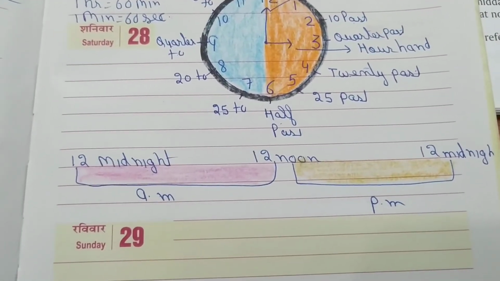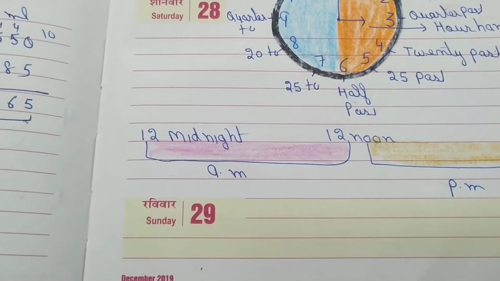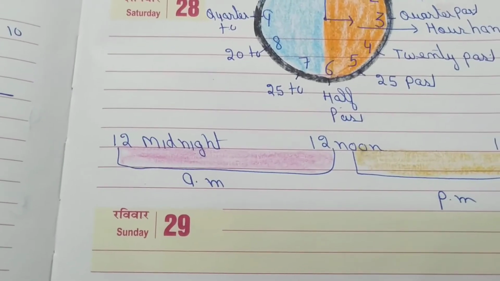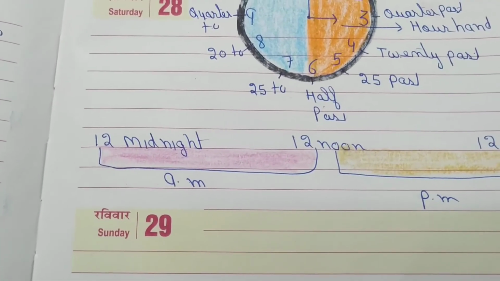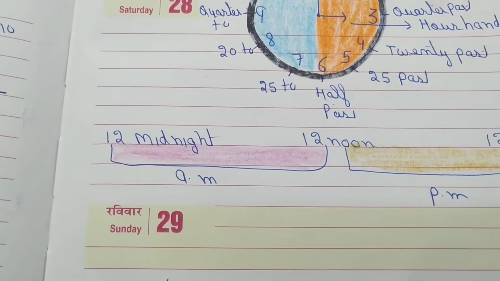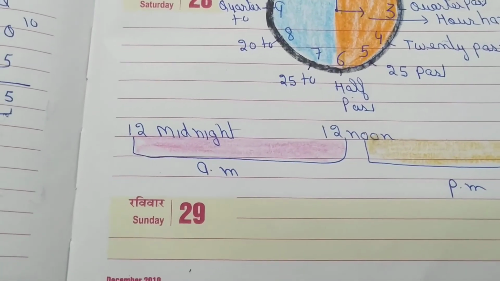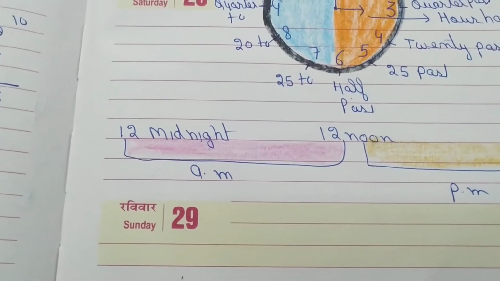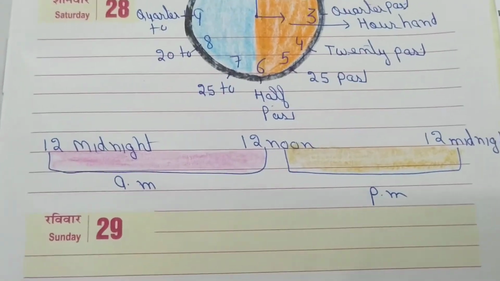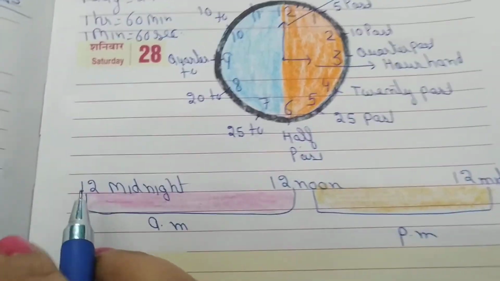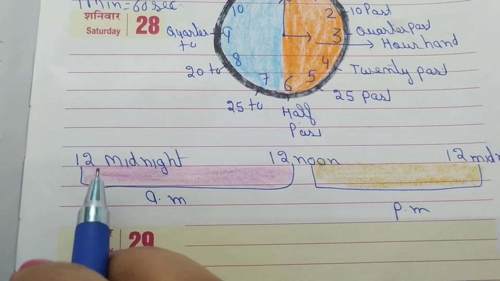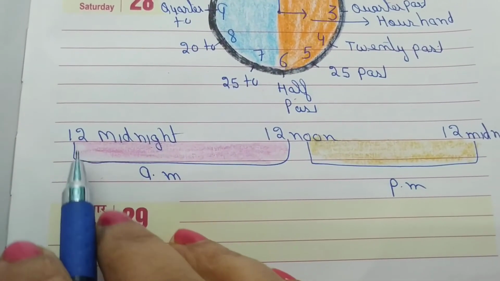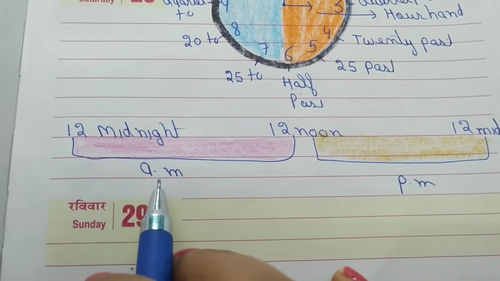Your mother wakes up early in the morning, that time is 5 AM, and you go for playing at 5 PM in the evening. So one time, suppose it is 5, occurs in the clock 2 times. One is AM, another is PM. AM time is from 12 midnight to 12 noon. That time is called AM time.